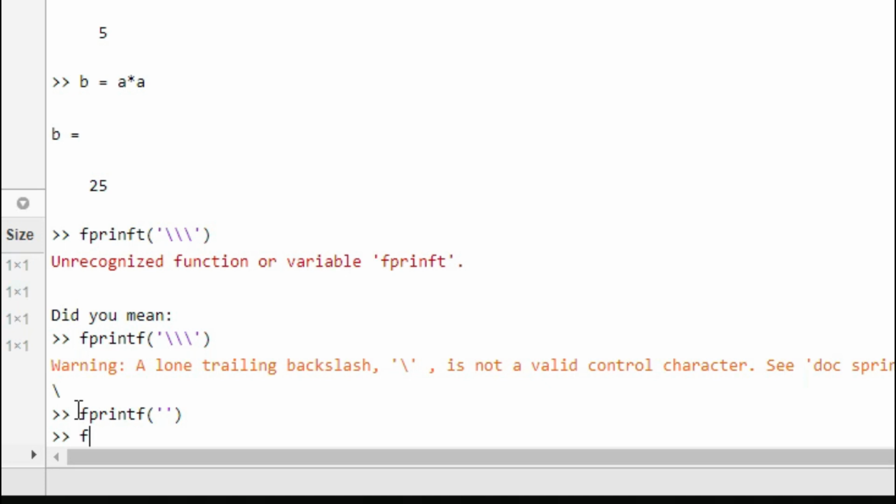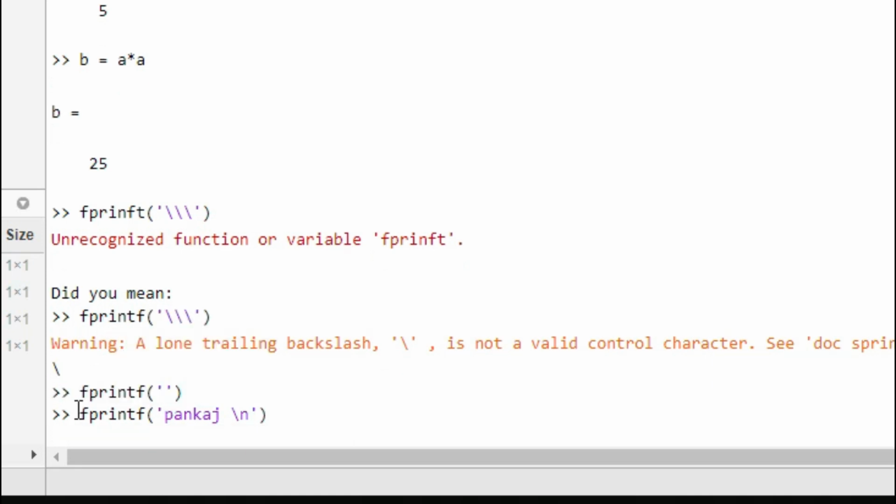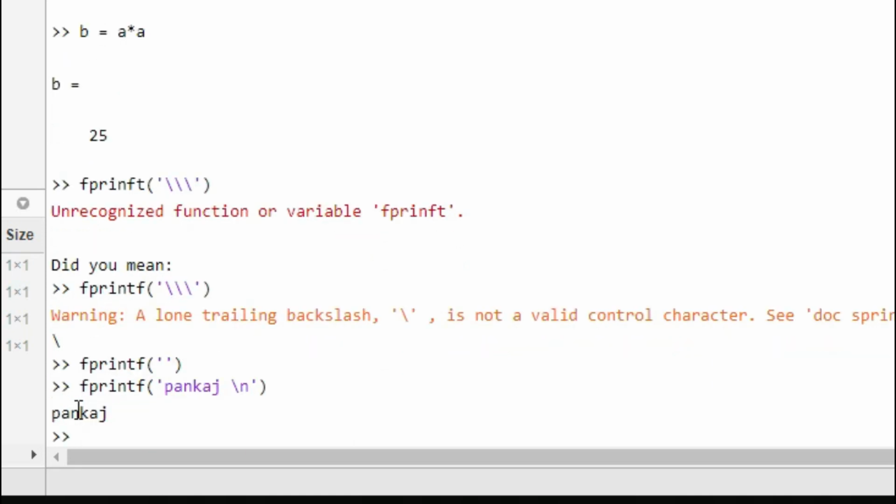So now let's try a printf open parenthesis single quote Pankaj space \n single quote close parenthesis. So this gives Pankaj, but \n means a new line, so it goes to a new line.